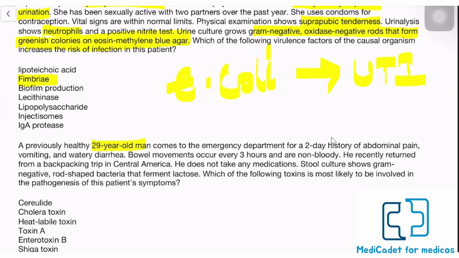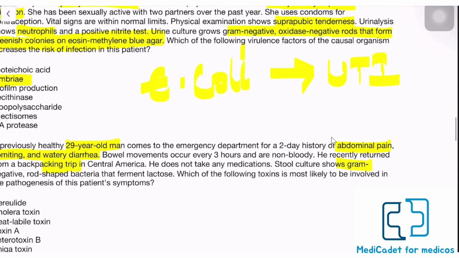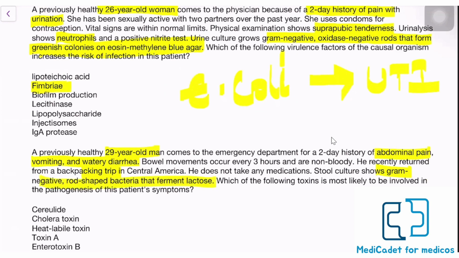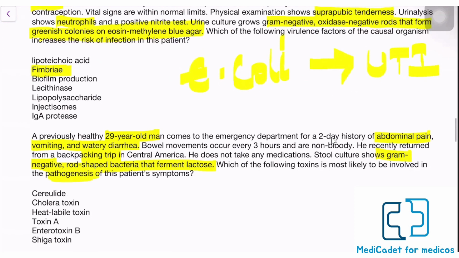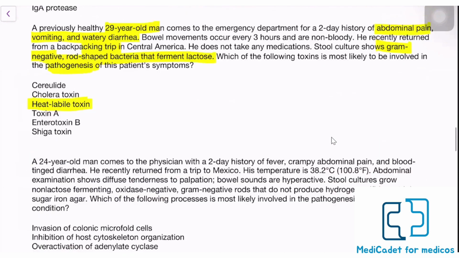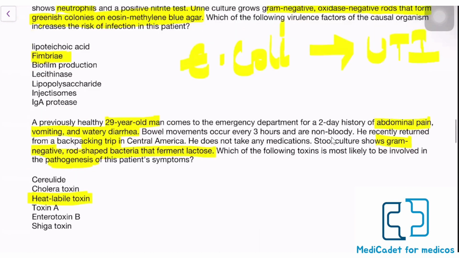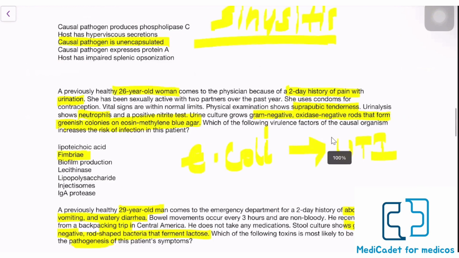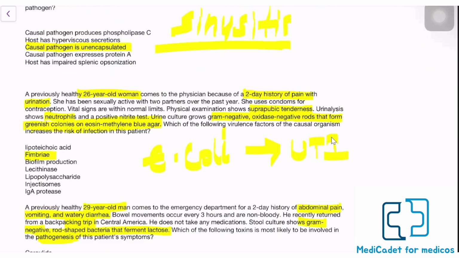Again, there's a healthy man who is having abdominal pain, vomiting, and watery non-bloody diarrhea, recently came from a trip. Okay, so probably traveler's diarrhea. There is a gram-negative rod-shaped bacteria that ferments lactose. Which of the following is most likely to be involved in the pathogenesis in this patient? So it is heat labile toxin. So I think this is about E. coli. Yes, so this is how the questions will be tested, or they can ask you in the UTI part. Generally, they can ask you for the treatment where you have to go with any of the fluoroquinolones.